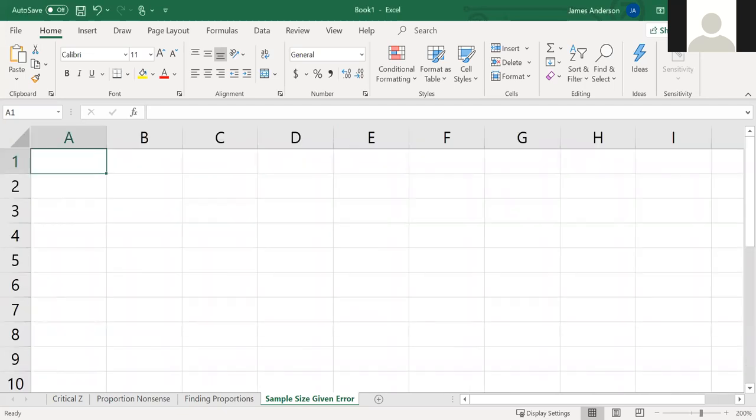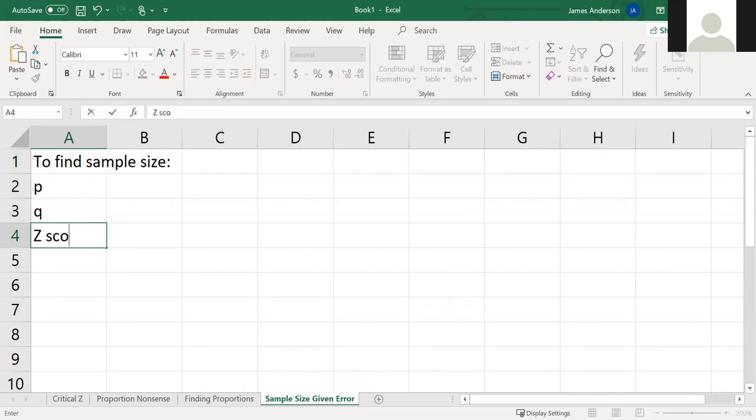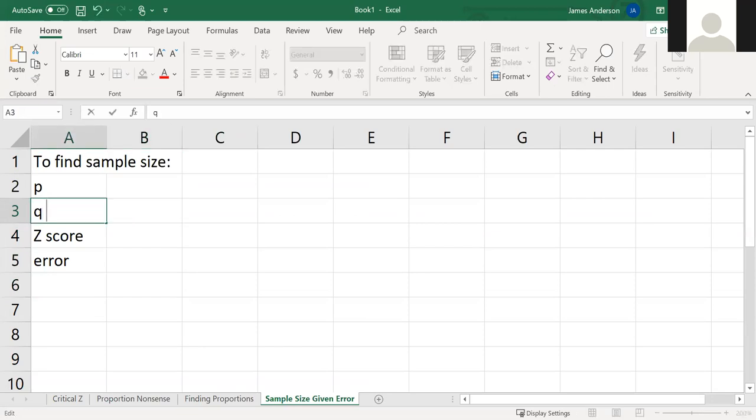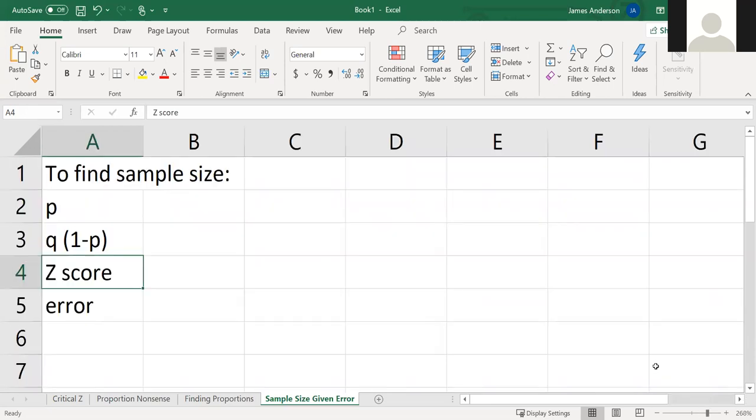So to find sample size, you need P, Q, the Z score, and the error. Q, I didn't really talk about. This is 1 minus P, because we don't like doing hard things. We like to make things as easy as possible. And from that, we can find N.